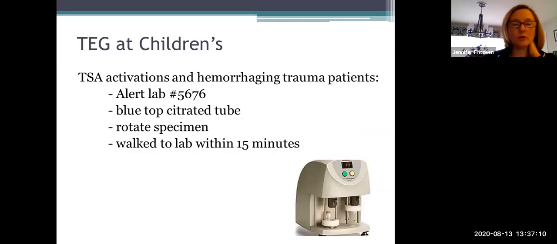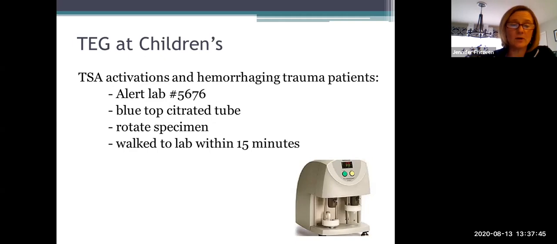We do have TEG available here at Children's, and it's not a perfect system, but it's baby steps and we're getting there. So right now, all of our trauma set attending activations or any hemorrhaging trauma patient should have a TEG level drawn. If we decide to do a TEG, the lab needs to be alerted that we're going to do this. And our number is 5676. And the reason being, it takes 30 minutes to warm up this machine. So you can't just send it and think they're going to be okay, because that blood's really only good for about 15 minutes once it's drawn, if we want an accurate reading.